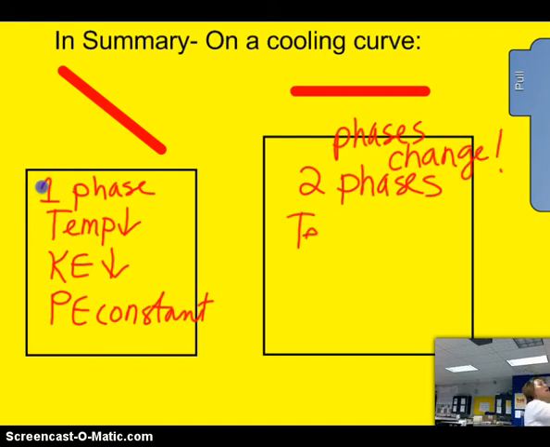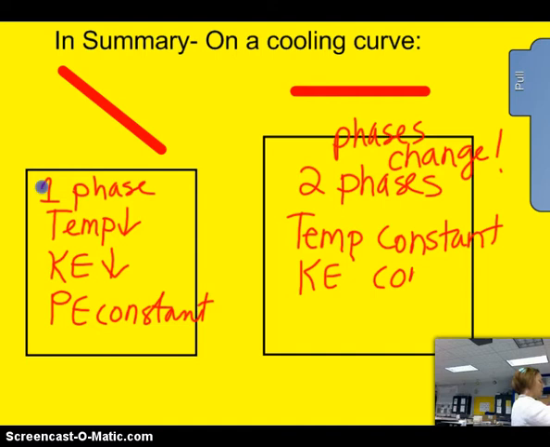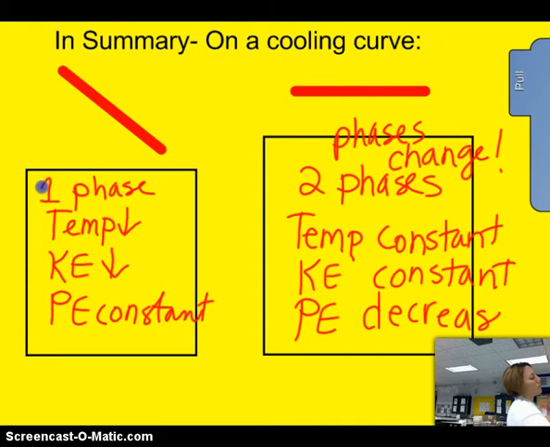On the flat parts, you have two phases because you're in a phase change. Okay? The temp is constant. That's why the line is flat. The kinetic energy is constant. And the potential energy decreases.